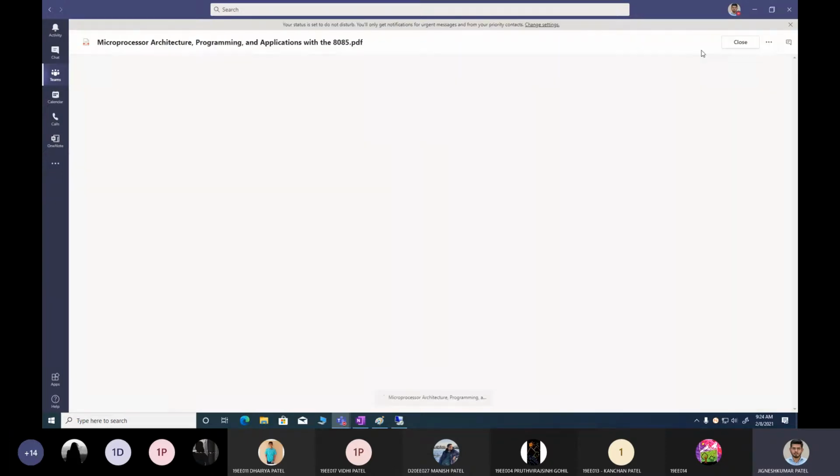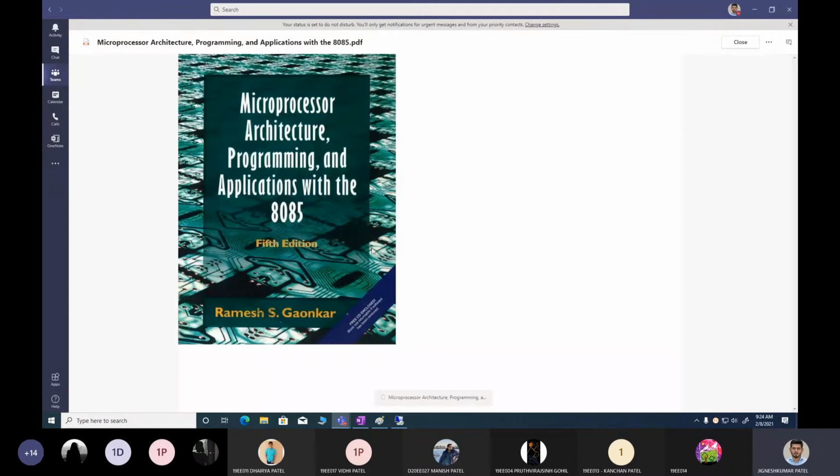See, I have shared this book with you. This book is for 8085 only, and probably the first 4 chapters are the only ones useful for us. So what we are going to do is see part of this book right now, and we will be learning the pin diagram of 8085 and the architecture of 8085. Those two topics we will cover today.